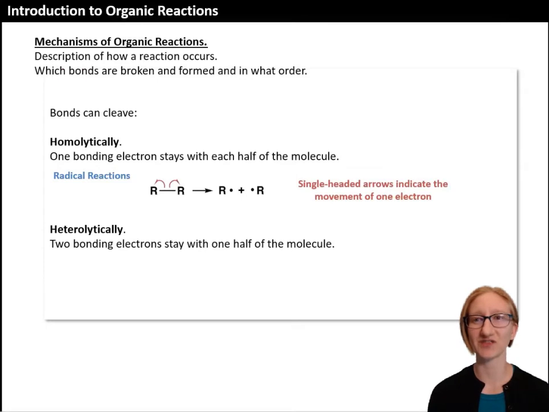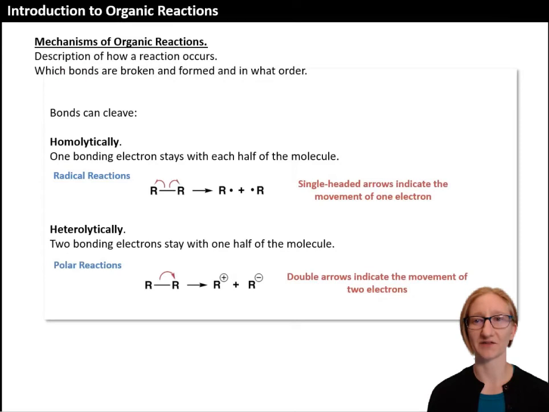Alternatively, the 2 electrons in the bond can move together to one of the atoms. This is called a heterolytic bond cleavage. And these are polar reactions like our acid-base reactions because the movement of electrons to one atom of the bond over the other occurs for polarized molecules or bonds. And for these reactions where both electrons move together, we use double-headed arrows. And a double-headed arrow has 2 hooks at the end of the arrow, indicating the movement of 2 electrons.